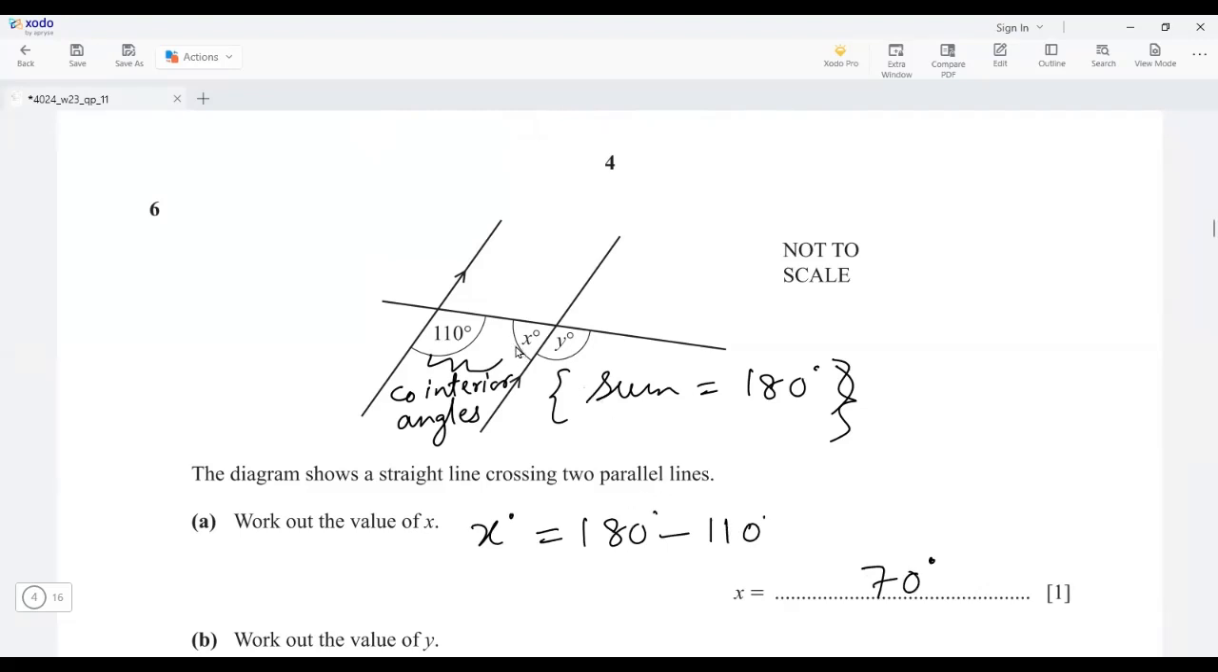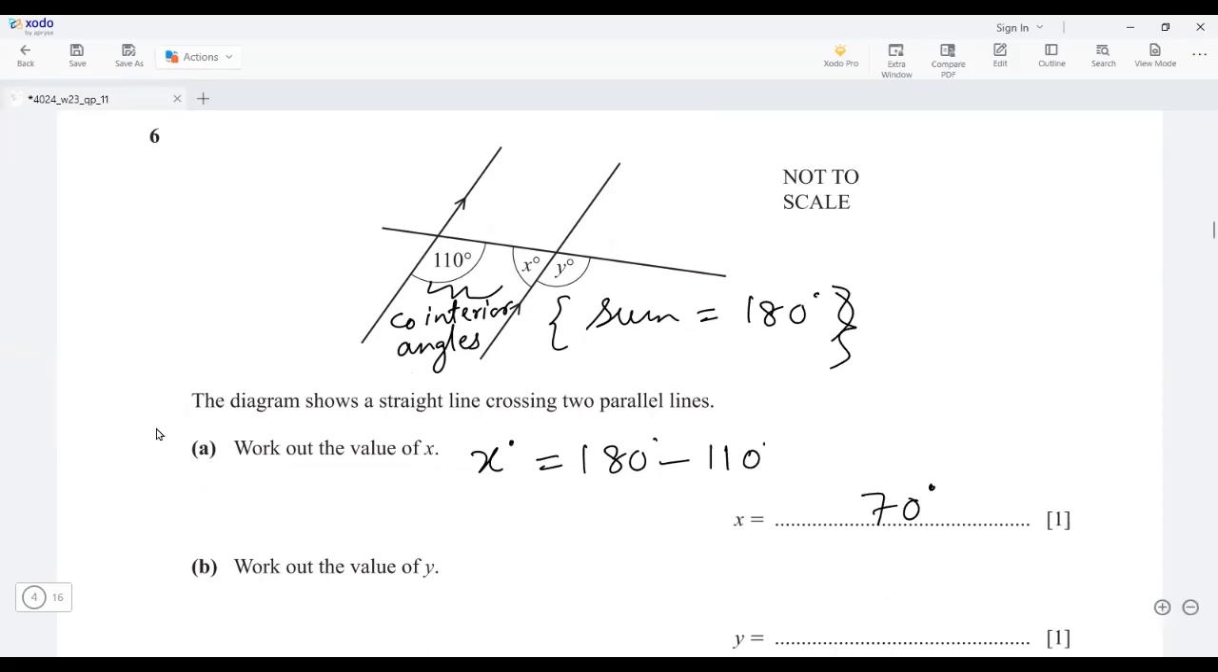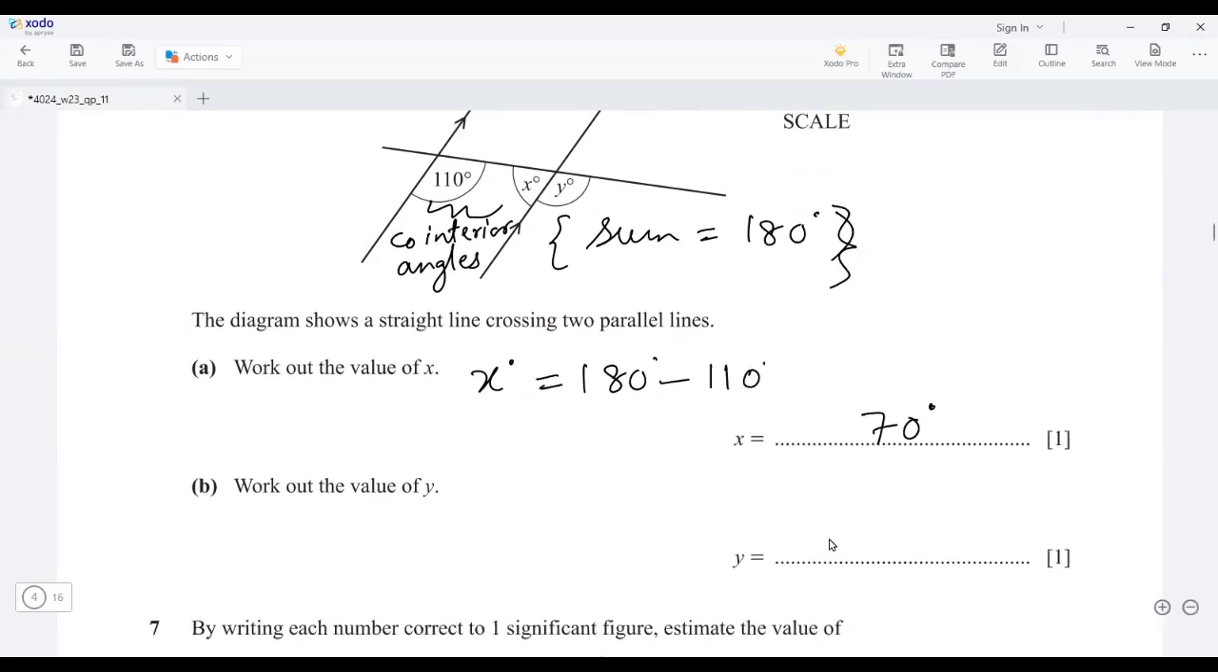Once we know that angle, we can do it directly as well, because 110 corresponds to y degrees. So y will be equal to 110 straight away. Looking at the angle properties, these two are the corresponding angles that are made with the parallel lines.